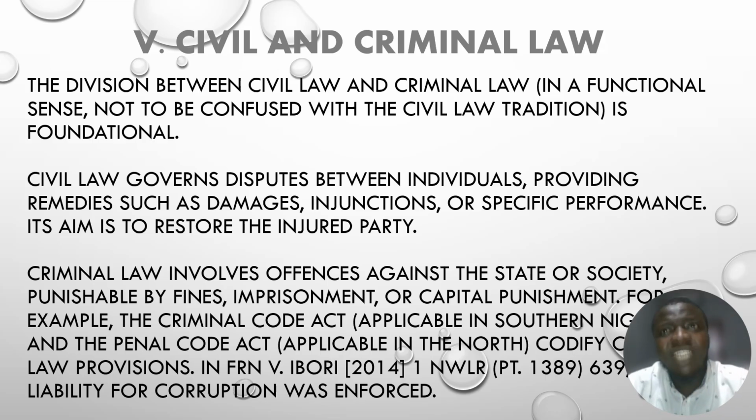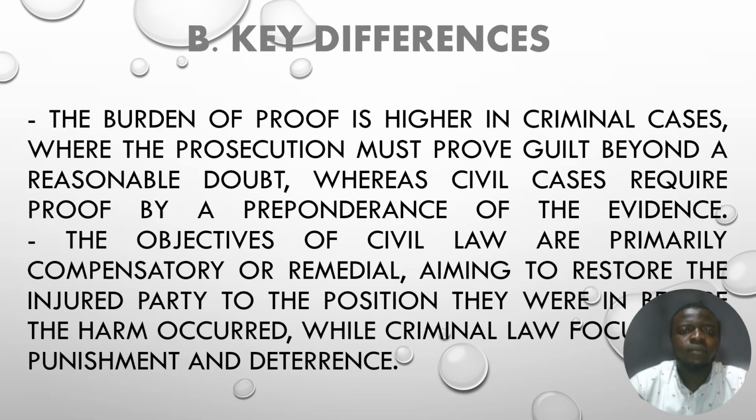But if you commit a crime, now it's between you and the state. That's why we have civil cases and criminal cases. A civil case is between two parties, the plaintiff and the defendant. But a criminal case is between the criminal and the state. You understand? So criminal law involves offenses against the state, punishable by fine, imprisonment, or capital punishment. For example, the criminal code. This is just something you need to read.